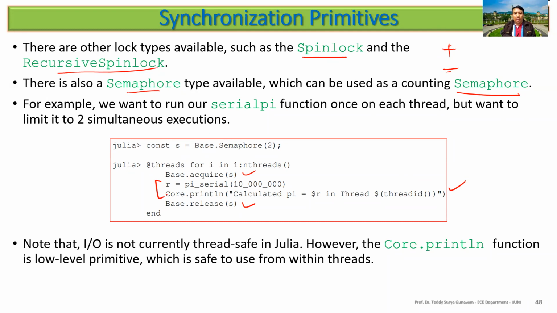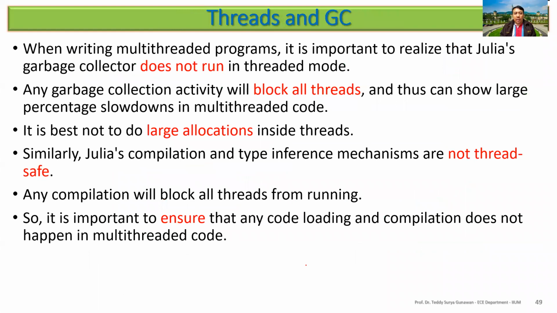But IO is not currently thread safe in Julia. The core print function is a low level primitive, which is safe to use from within the thread. Now let's move on to threads and the garbage collector.